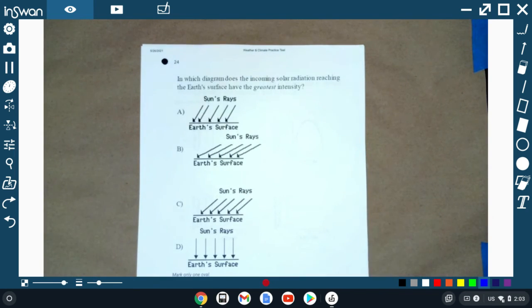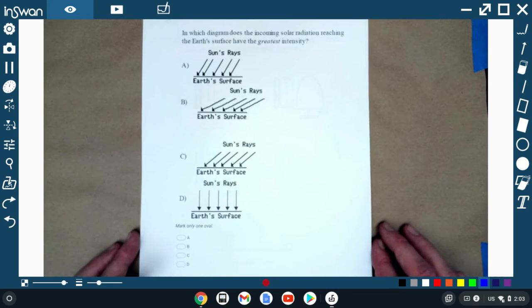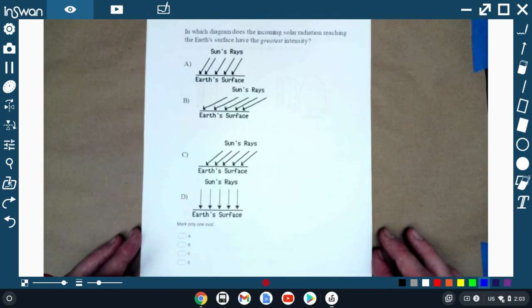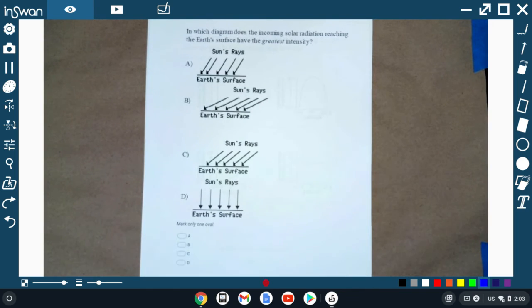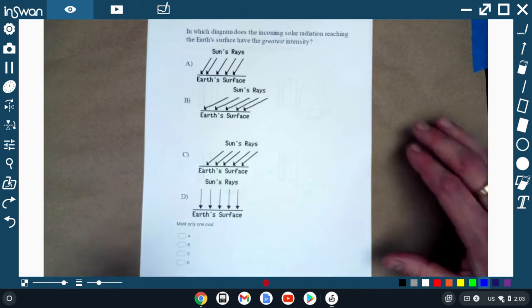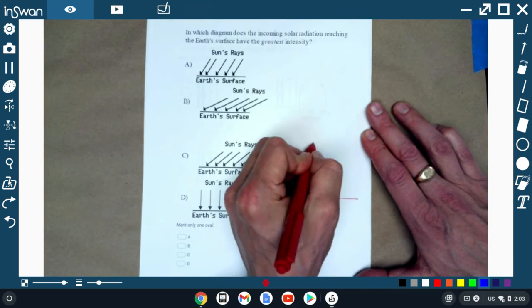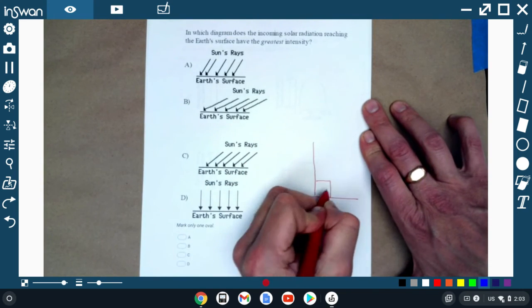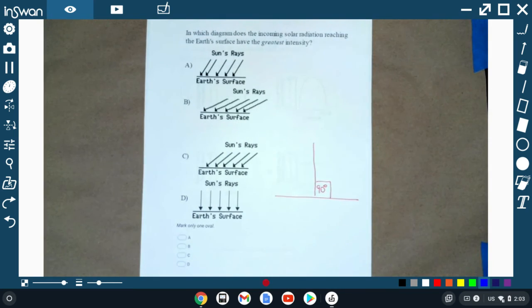Now number 24, we talked about how the Earth is curved, and so the angle that the sunlight hits the Earth is different depending on your latitude. We can see here that the angle that the sun rays are hitting the Earth is at a different angle. Now, we said that the greatest insolation, or the most intensity of the sun's energy, is when the sunlight hits the Earth's surface perpendicular. If you remember what perpendicular means, it's like we have a surface and another line, and that makes 90 degrees right there. That's from math class. The one example here is that letter D is going to show 90 degrees.